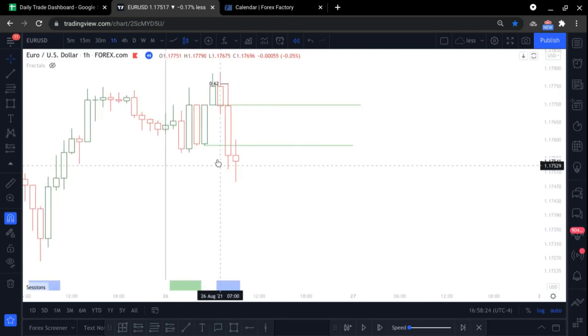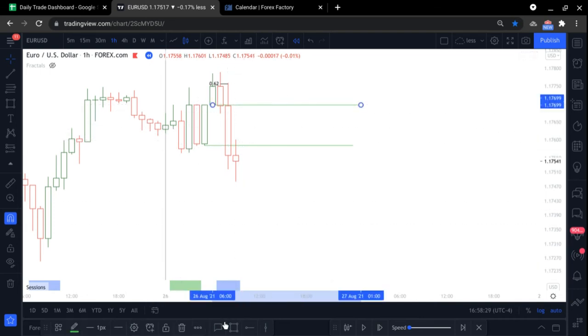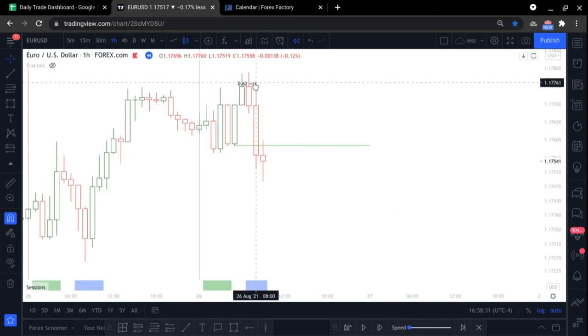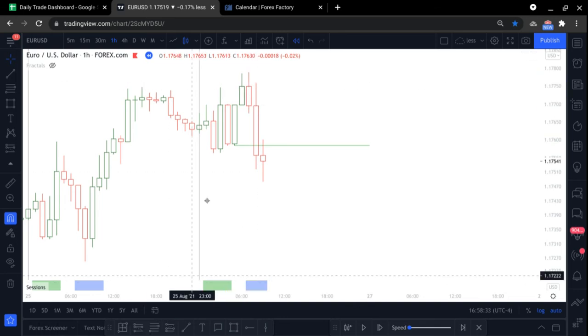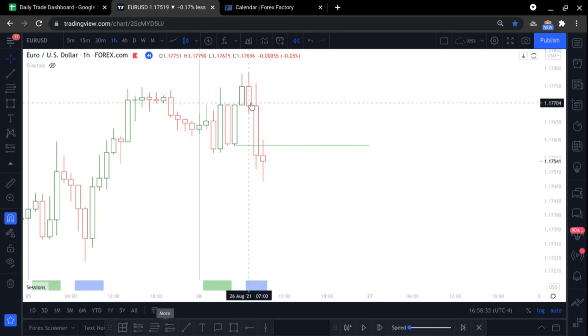I waited for this low to be taken out. I waited for, I guess, just more confirmation. So you can be a bit more aggressive once you see a pattern up here. So once this low is taken out, go down to the 5-minute chart.